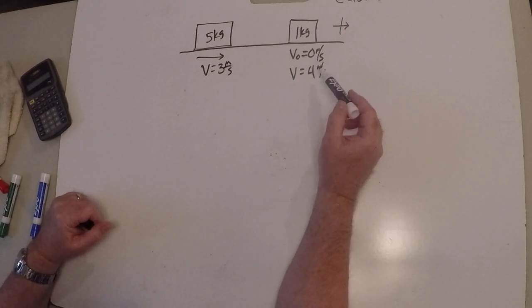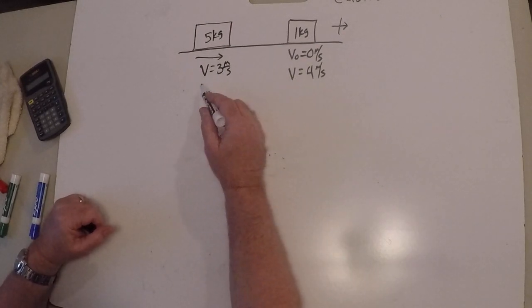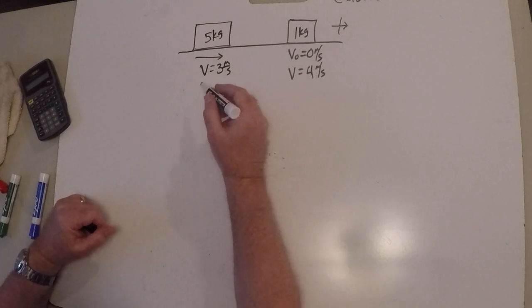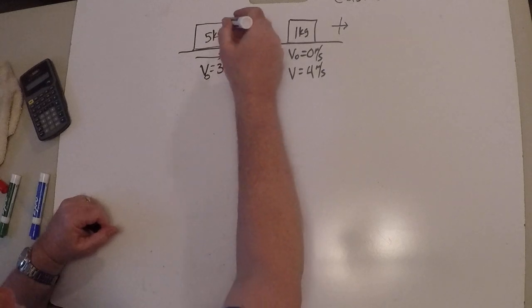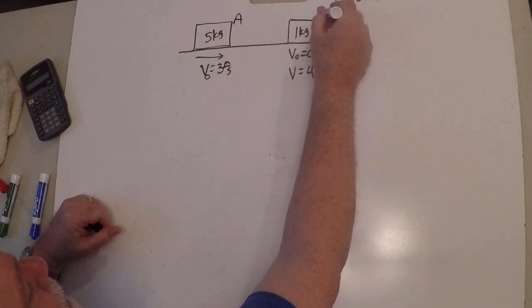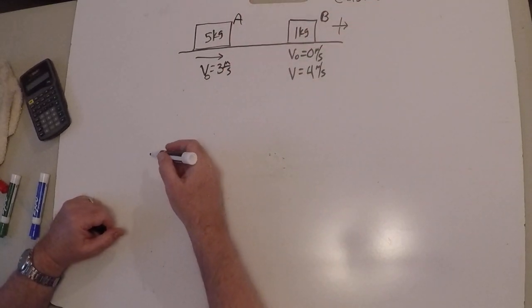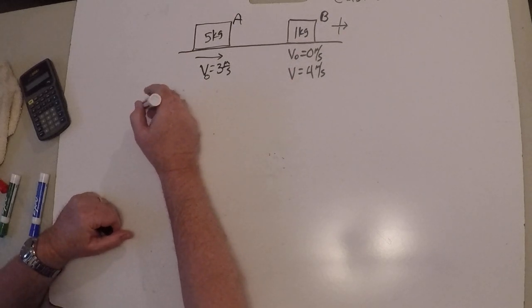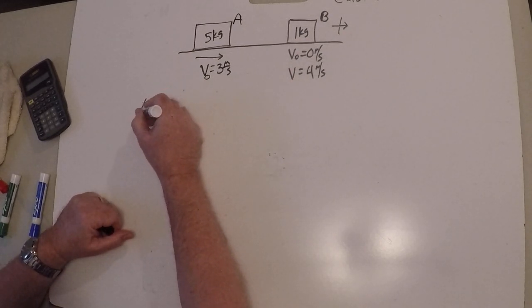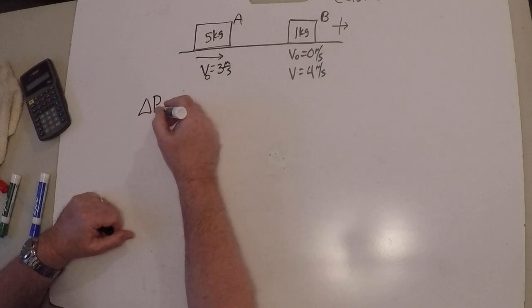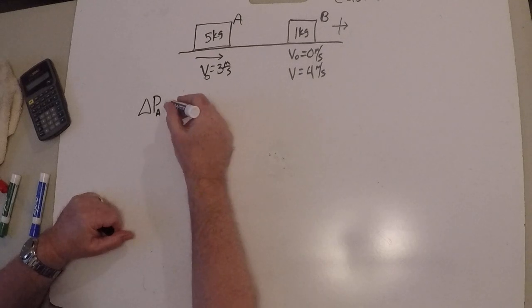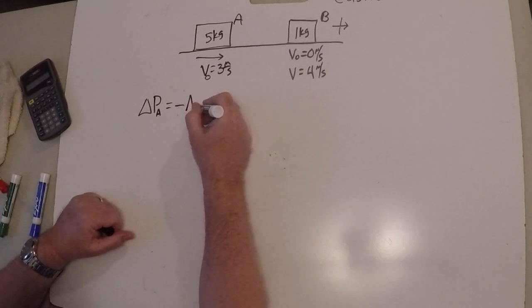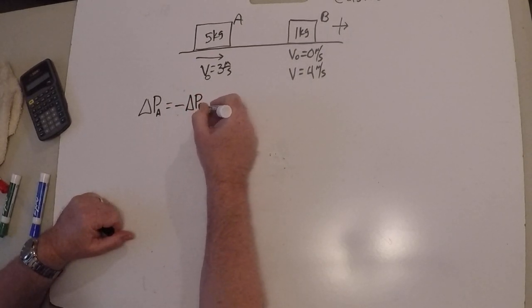So we know the initial and final velocity of the 1 kilogram block, and only the initial velocity of the 5 kilogram block. So I'm going to call that block A and that block B. One way we can approach this, as we did before, is looking at the opposite impulses. So we have the change in momentum of block A, and we know that's equal to the opposite of the change in momentum of block B.